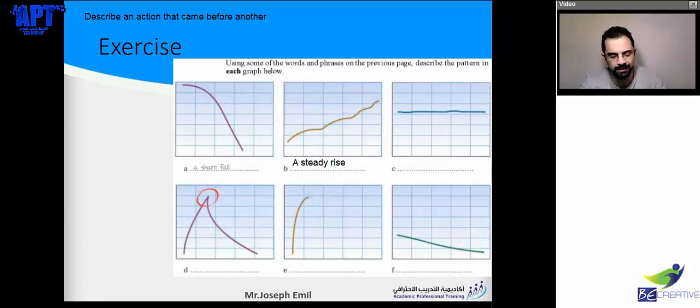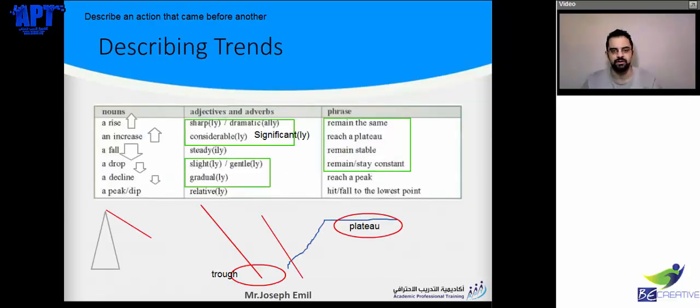Okay? Be very careful. It's not rice. Okay? Rice is what we eat at lunch. No, it's rise. Rise. It's not like rice. This is absolutely wrong. So this is wrong. Try not to make that mistake. It's rise. This is maybe a plateau or steady. Let's take a look at what it can be. Remain stable.